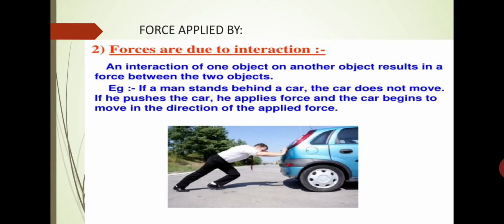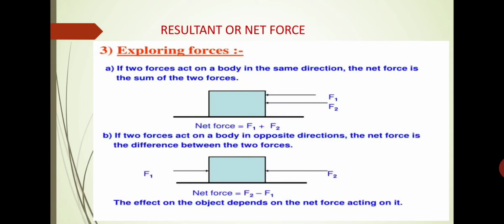Understand? So the second topic is forces are due to interaction. If we are in contact with any object, then forces are applied. Now the third topic is resultant or net force. So what happens in this one?